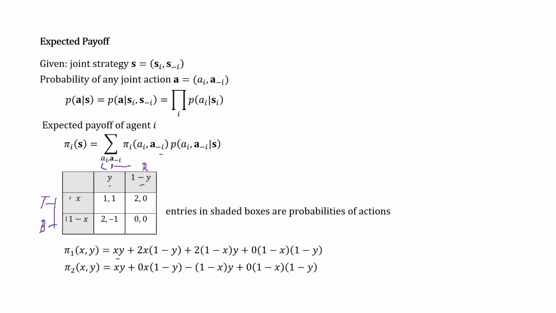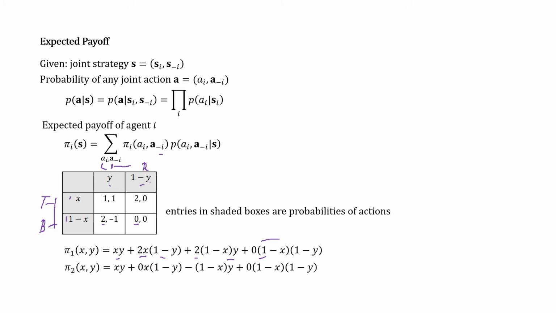We are doing this summation here. And plus, the probability of top and right is x(1 minus y), and the corresponding payoff is 2. So 2 times x(1 minus y), plus the probability of bottom left is (1 minus x)y, and the payoff is 2. So plus 2 times (1 minus x)y, and the last joint action is bottom right. The probability is (1 minus x)(1 minus y), and the payoff is 0, so we get this term.